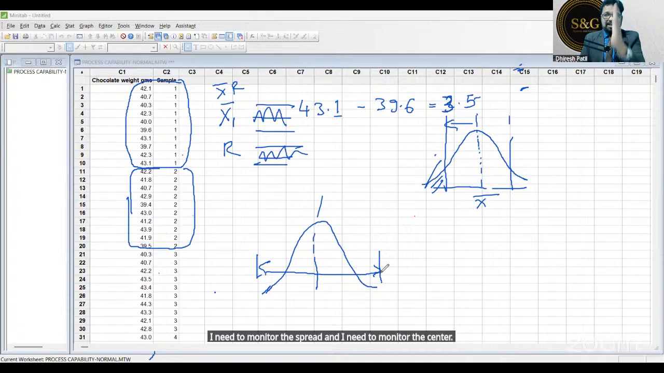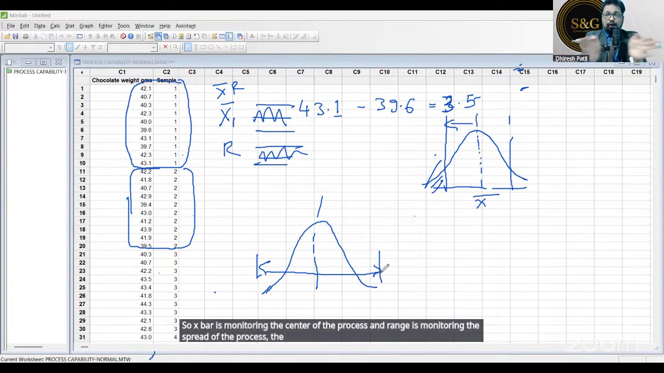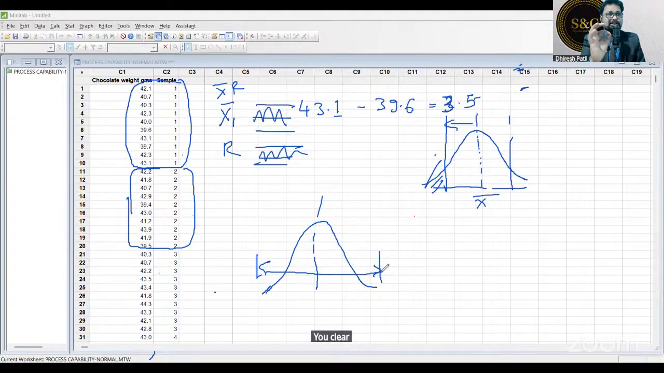So X bar is monitoring the center of the process and range is monitoring the spread, the variability of the process. Are you clear with this? Just type yes in the chat box. Everybody? Is it clear to you? Super clear?